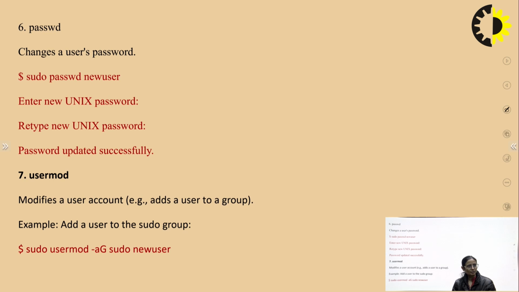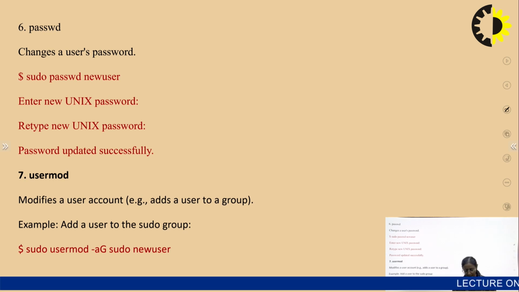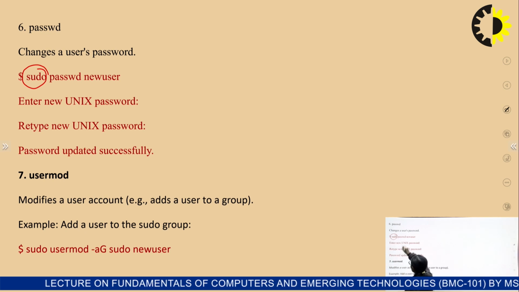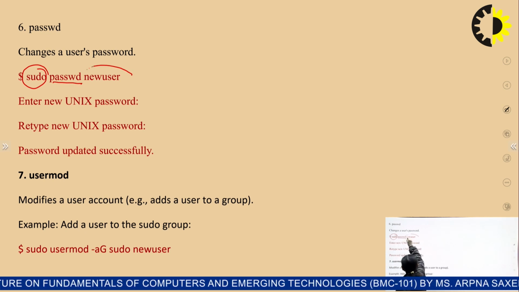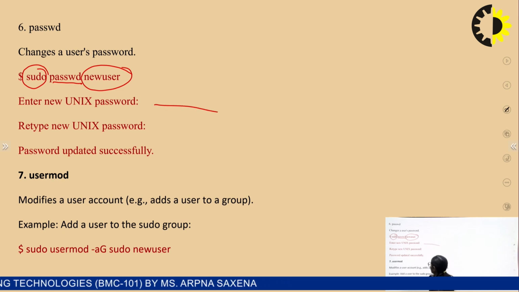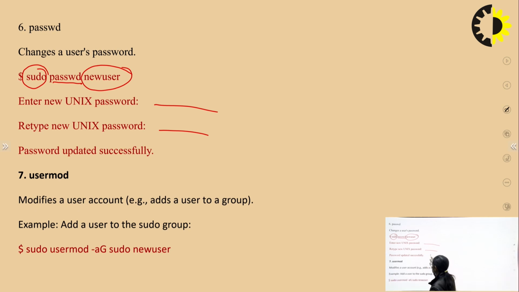If I want to change the password, for example, the password of another user, then what command will I give? I will give the command passwd, that is PASSWD. It will change a user password. Again, this is a system administrator related command. So I have used sudo, then the command name, and this is the username for whom I want to change the password. It will prompt you, enter the new Unix password. You will enter something, then it will say retype new password, and then it will say password updated successfully.